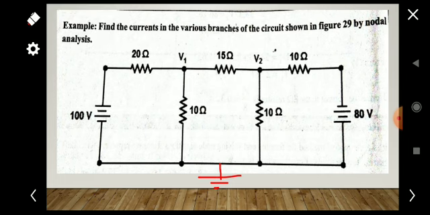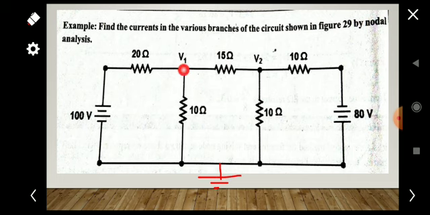Nodes are nothing but, just observe the figure and find where there is the possibility of division of current. Here, if a current I1 is flowing from here, the current will divide into two. One will go through this 15 ohm and another one will go through this 10 ohm. Likewise we can identify the number of nodes.